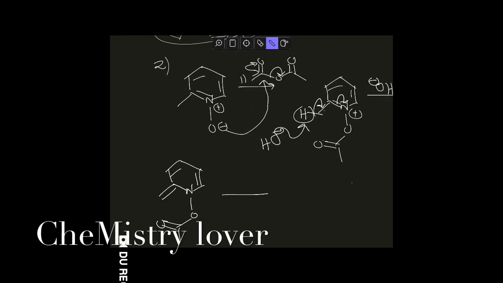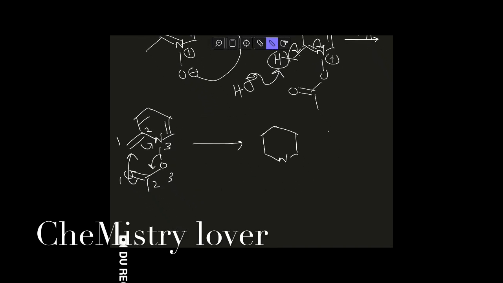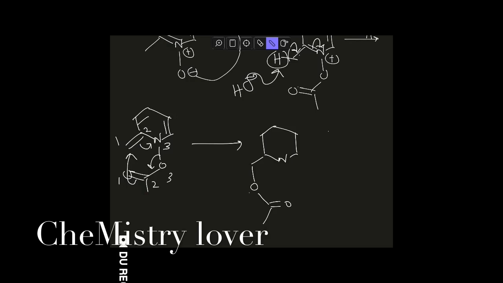Now if you look carefully, this is 1 2 3 and this is 1 2 3. So this is a 3,3-sigmatropic rearrangement possibility. So there a 3,3-sigmatropic rearrangement can occur like this, you can see. Out of this 3,3-sigmatropic rearrangement, you will get this OCOMe group over here. So this acyl group actually shifts from here to here, and there you have this neutral nitrogen. So this is the product you will get out of this reaction.